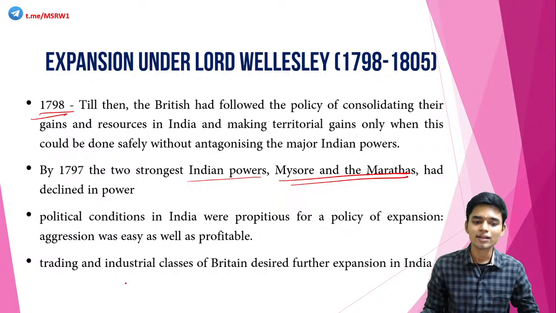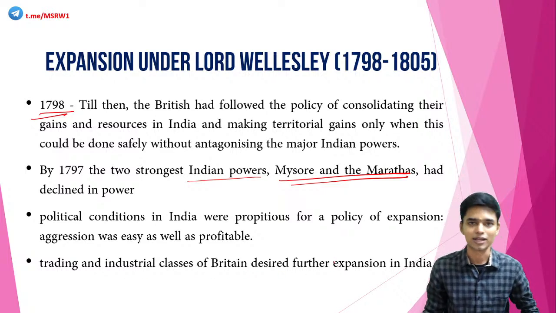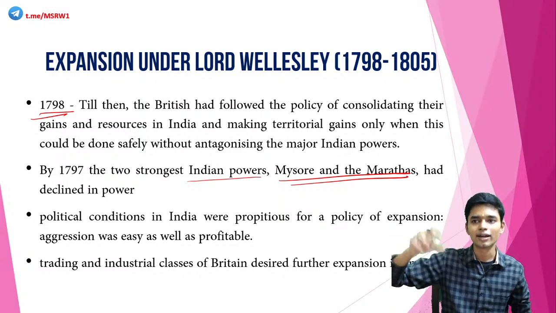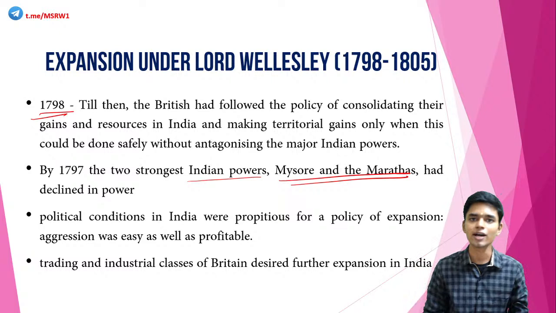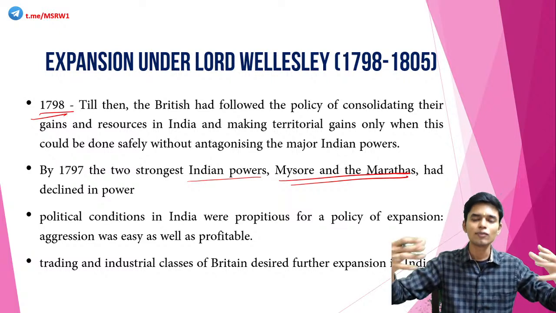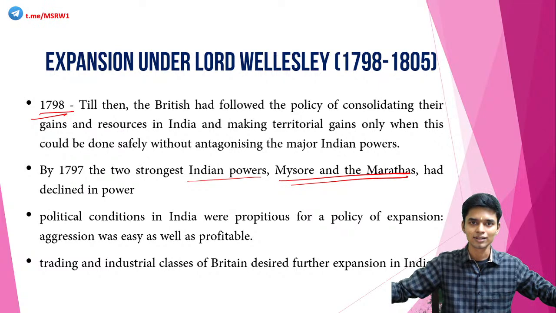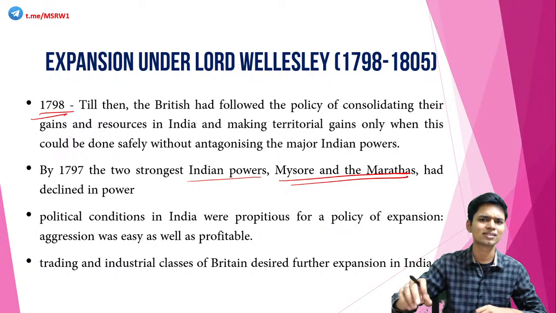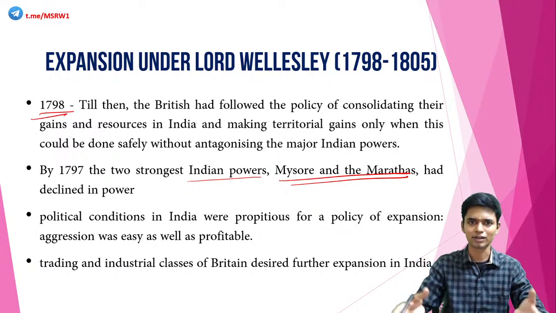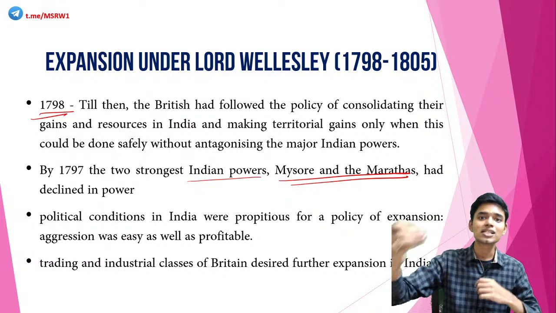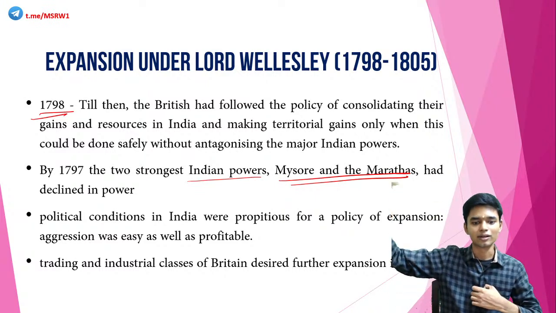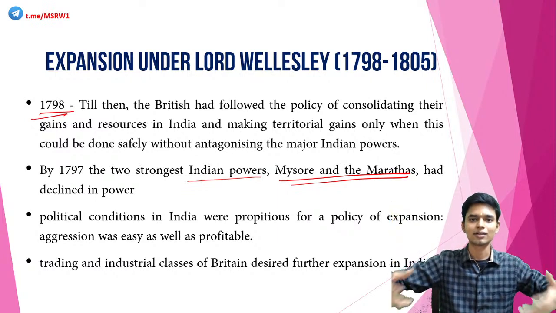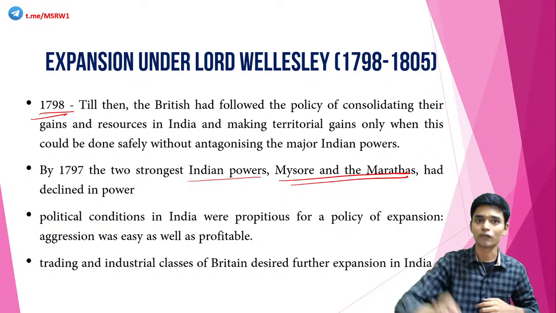Clear? So the trading and industrial classes of Britain also wanted further expansion. The trade between England and India was going on, and England was dumping a lot of manufactured goods into India. In order to have a bigger market, they wanted more expansion. Otherwise, if the British did not control that territory, they would have to pay extra taxes to dump their goods in that particular province. So the British East India Company, the British government, the merchants, everybody favored expansion. The more territory under the control of Britain, the more profitably they could trade.